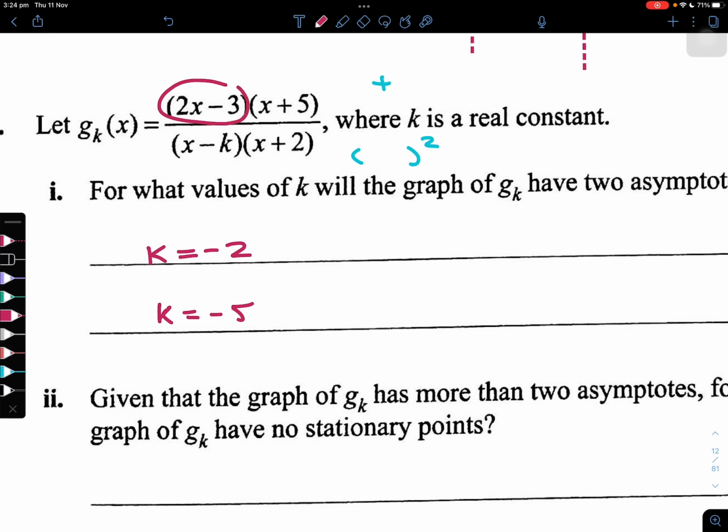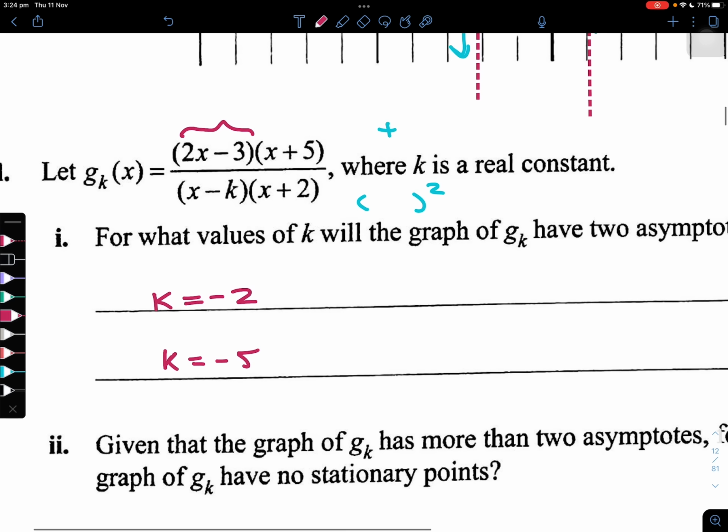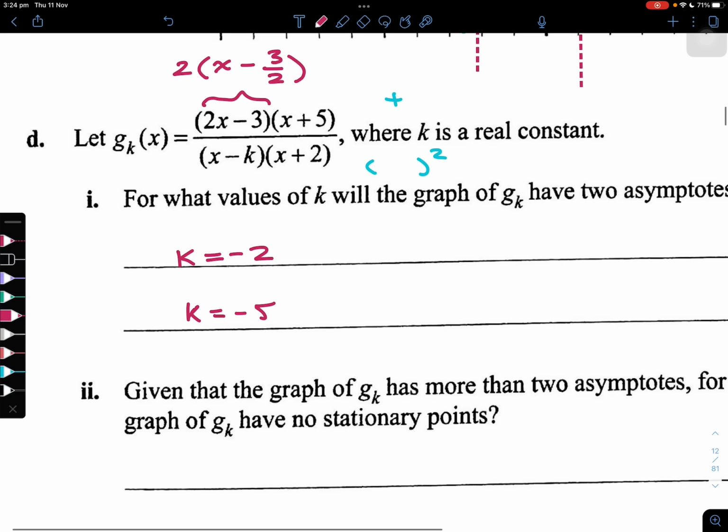And then finally, it could also cancel with this bracket, right? But to make the comparison a little bit easier, let's factor out 2 from this bracket. That would leave us with 2 at the front, x minus 3 on 2, okay? And in order to cancel these, k would need to be 3 on 2, because that would be the exact same bracket. So let's go k is equal to 3 on 2.